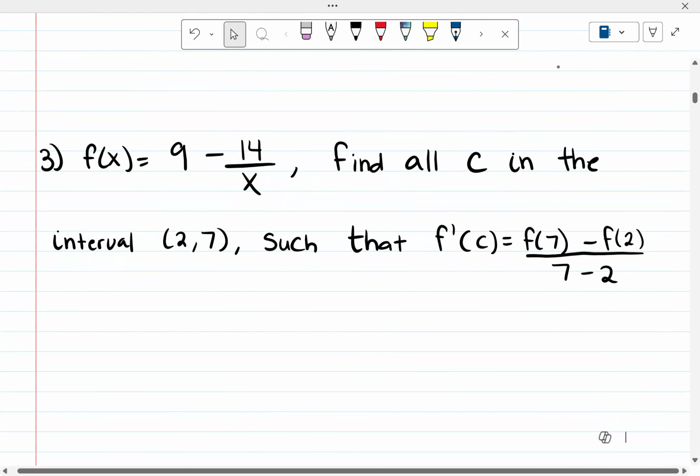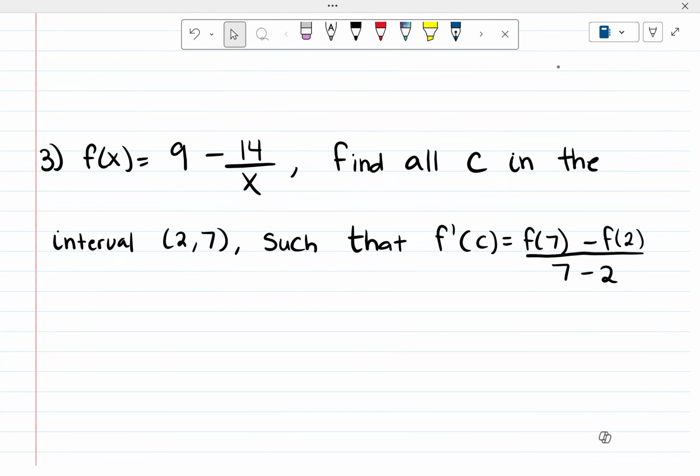Question 3 says we have this function f of x equals 9 minus 14 over x. Find all c in the interval 2 to 7 such that f prime of c equals f of 7 minus f of 2 over 7 minus 2. So they kind of gave you a hint, and what we're basically doing is finding the mean value theorem.